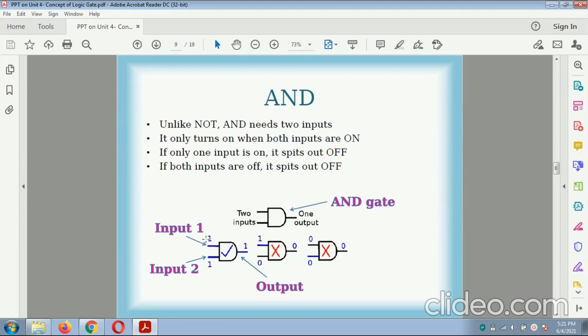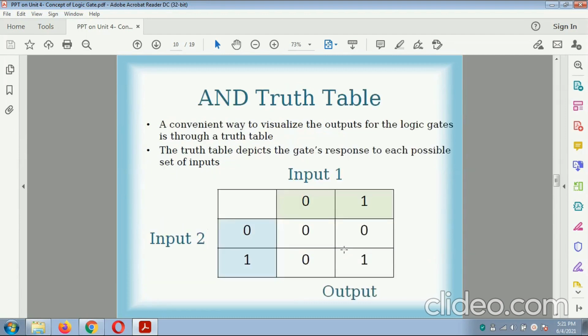If input 1 and input 2 are 1, then the output is 1. If input 1 is 1 and input 2 is 0, then the output is 0. If input 1 is 0 and input 2 is 0, then the output is 0. So in this way the AND gate works.